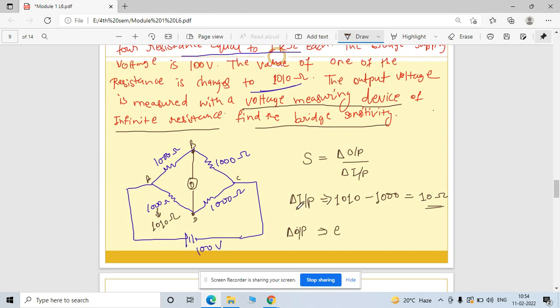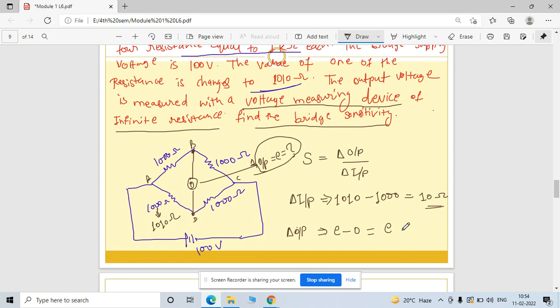This is the output. The change in output is nothing but E volt, and you need to find this E volt. So E volt is your change in output. What is the initial voltage? 0, because the bridge is balanced. So the change in output is nothing but E volt, and this E volt you need to find out.